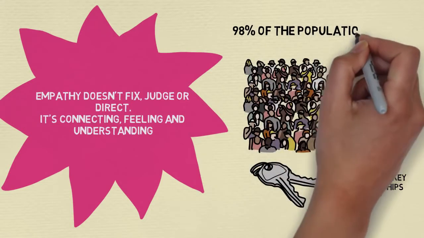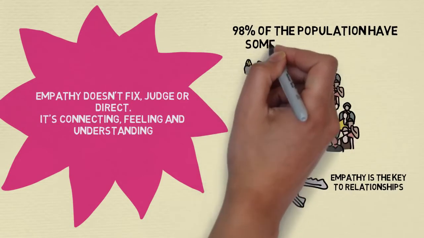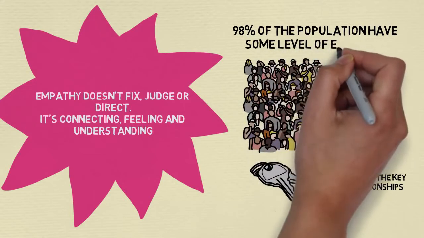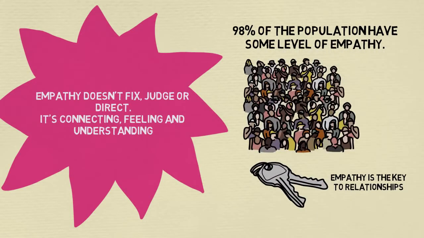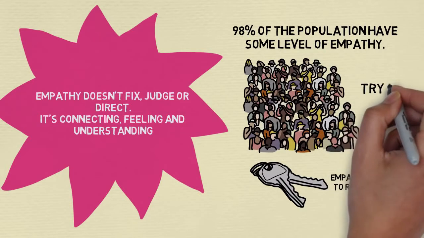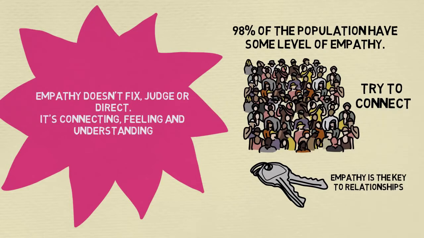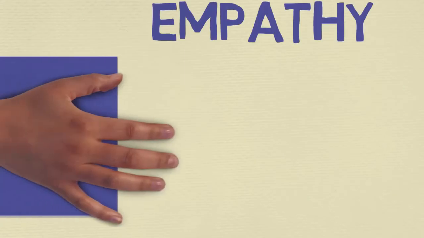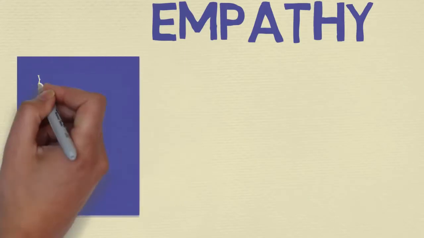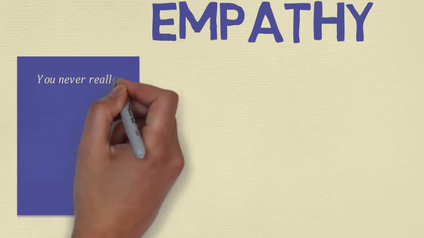Research suggests 98% of all people have some level of empathy, and the 2% that don't would include those with psychopathic tendencies. So we all have empathy. Some might have more empathy than others, but empathy can be developed by consciously trying to understand people for who they are, not what they are, actively trying to connect.